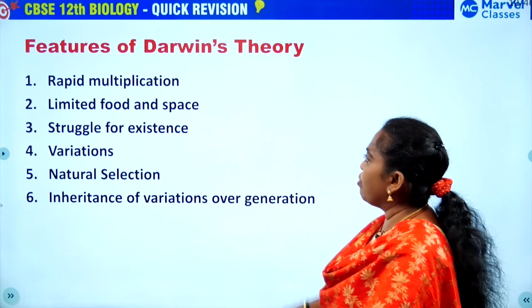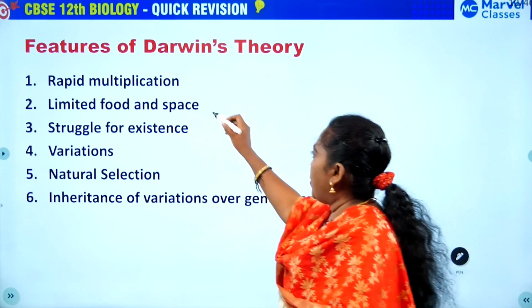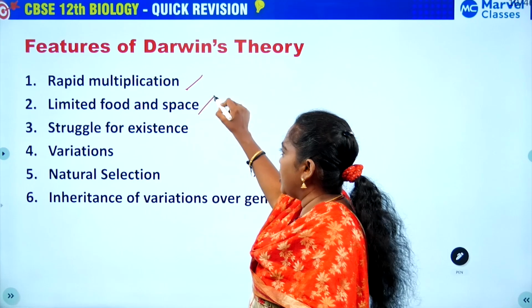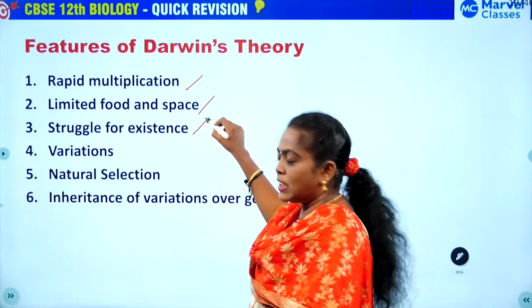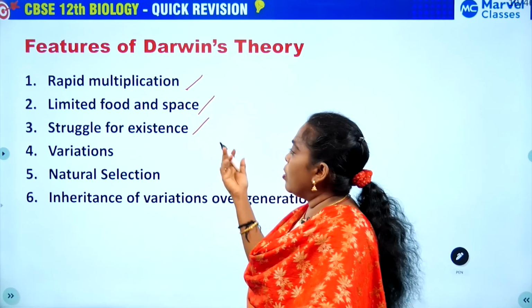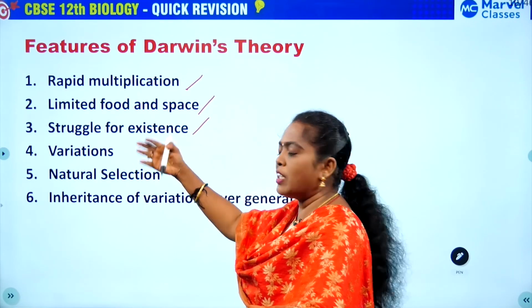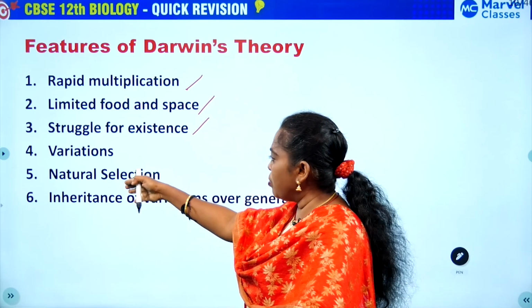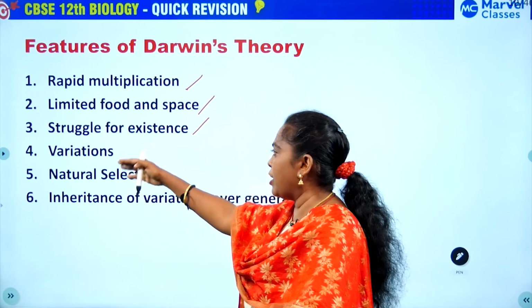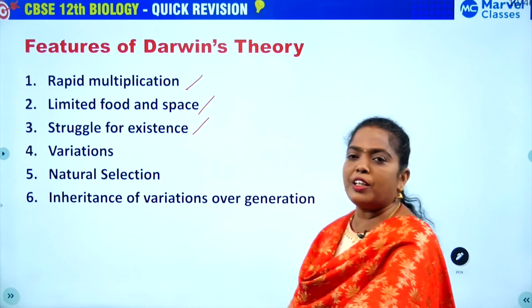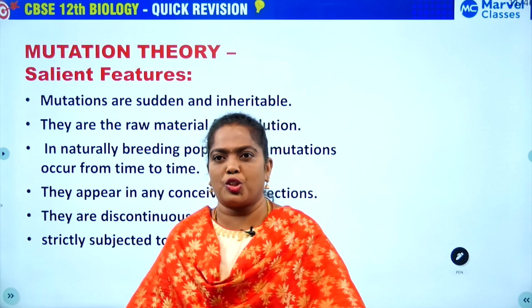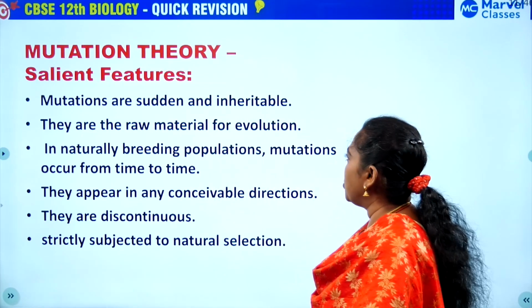Then the features of Darwin's theory: rapid multiplication, limited food and space, struggle for existence, survival of the fittest. Whoever has variation will survive. Then nature will select the organism which has the variation, and this character will be inherited by the next generation. Then the next theory is the mutation theory.